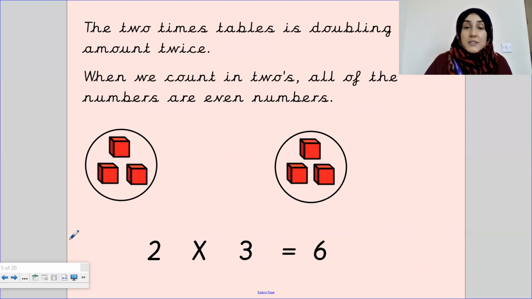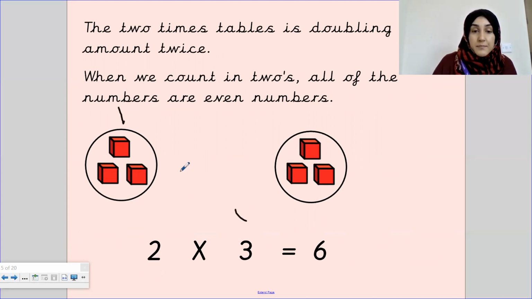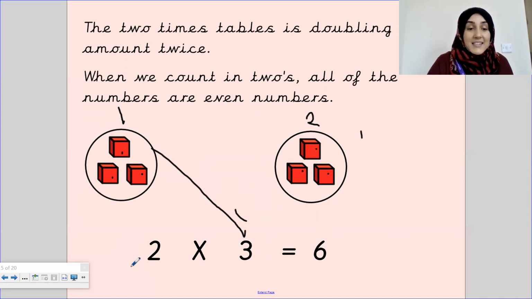Again, the 2 times table is doubling an amount twice. So here is an amount. We've got 1 group of 3. Okay, so we've got 1 group of 3. We then have a second group of 3. So we've got 3 dots in this group and we have 3 cubes in this group. 3 add 3 or 2 multiplied by 3 equals 6. Fantastic. Well done, Morris class.